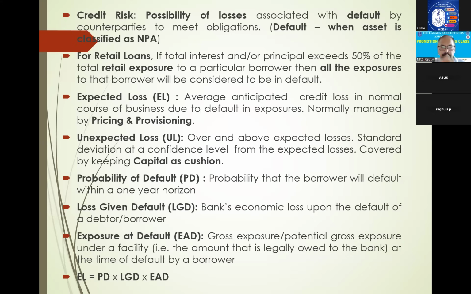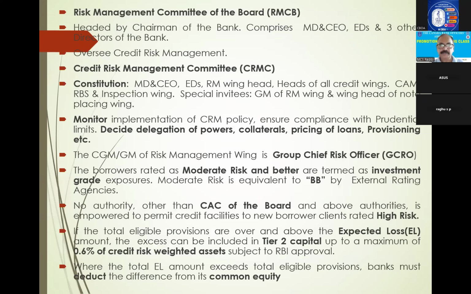Now, this is how we calculate your expected losses and unexpected losses. Unexpected losses we can't calculate. It is beyond standard deviation, whatever it is, it's only estimations, right? Next, risk management committee of the board. This is headed by our MD and CEO and EDs and other people. They oversee the total credit risk management department and credit risk management committee. In this credit risk management committee, MD, CEO and EDs will be there.